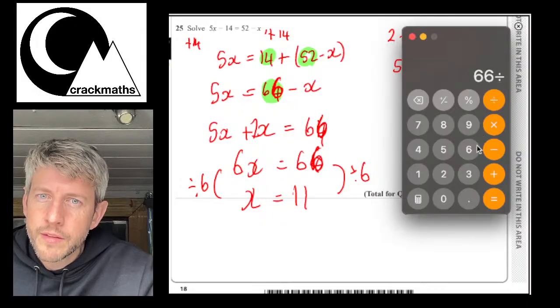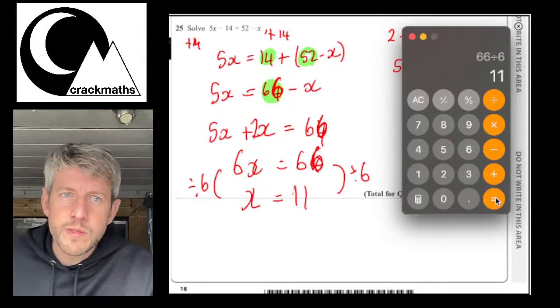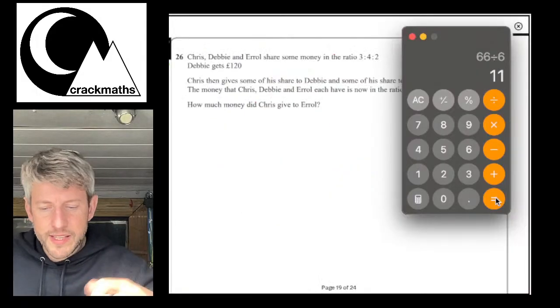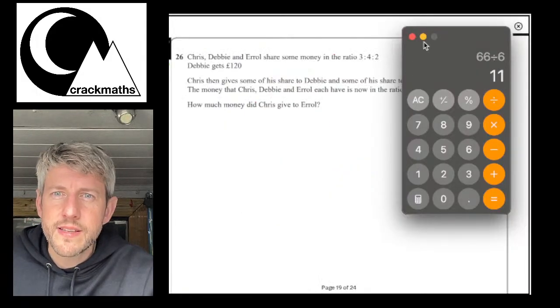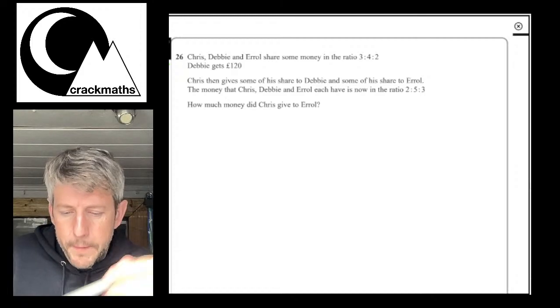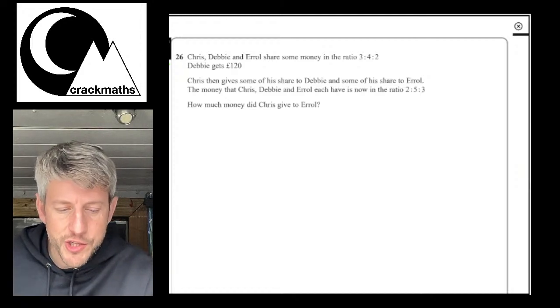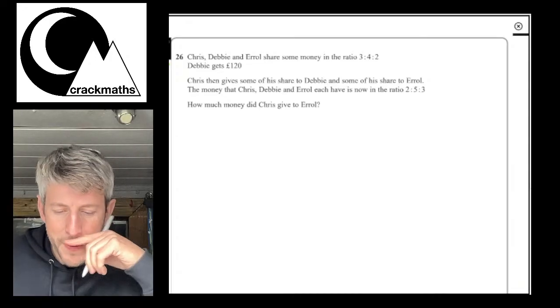66 divided by 6 equals 11. Right, here we go. Let's go on to the next one. Question 26. Chris, Debbie and Errol share some money in the ratio 3 to 4 to 2.